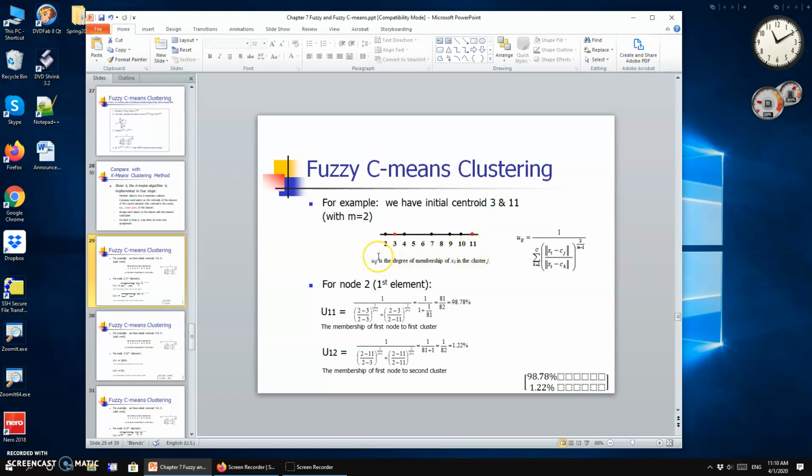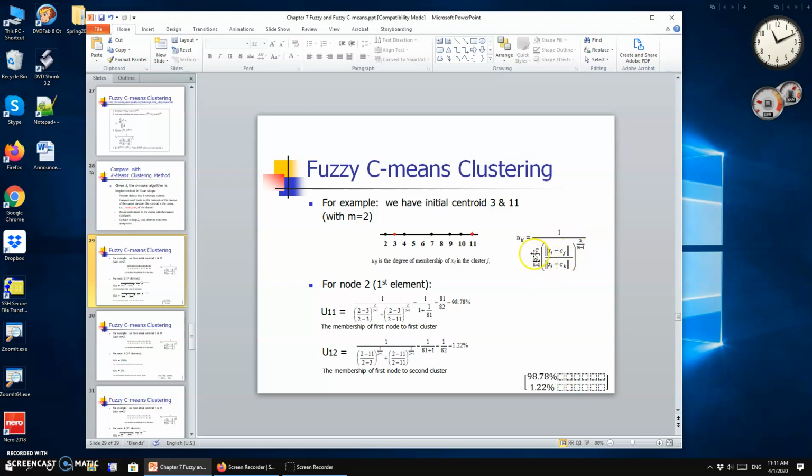To start the membership calculation, you can see that on the right lower corner, I have a matrix. It's exactly 2 by 7. This is indicating the end result of this calculation. So we're starting from the first one, Uij equals U11, indicating for the first node, I want to calculate the membership to the first cluster. So you can see that the formula over here is 1 divided by this whole big thing. So what is this?